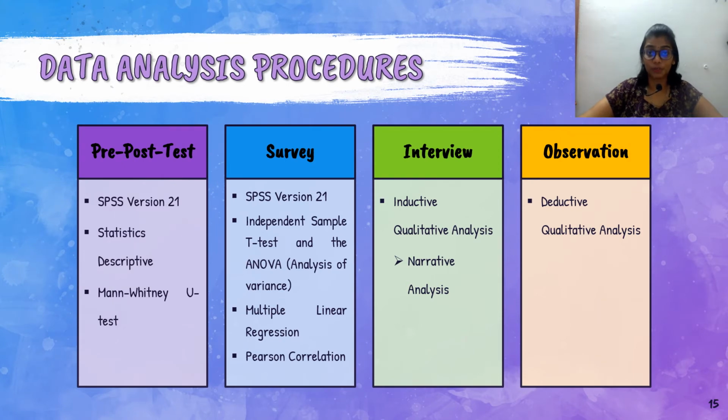For the data analysis procedure, the pre-post test scores and survey were analyzed step by step accordingly by using SPSS version 21. For the pre-post test, the differences between post-test and pre-test were calculated for both the groups, and the data were analyzed using descriptive statistics and the Mann-Whitney U test.